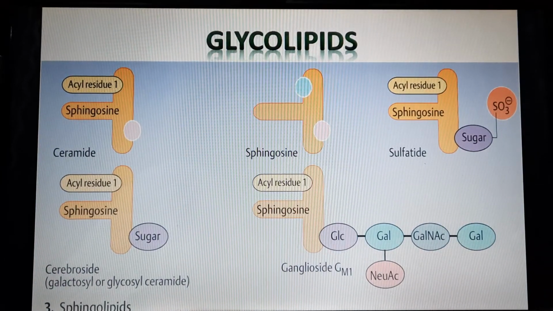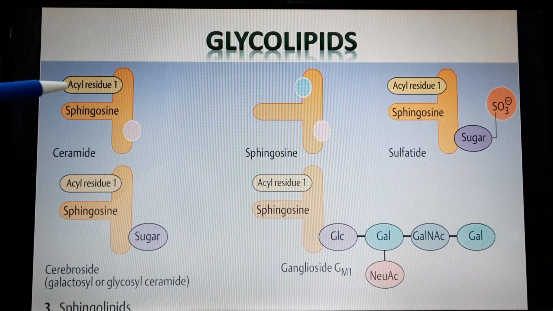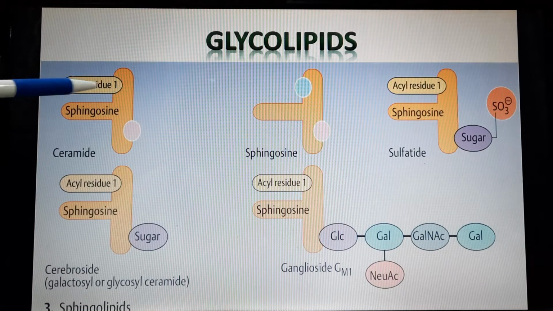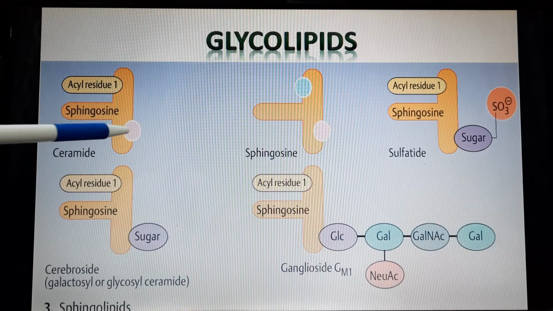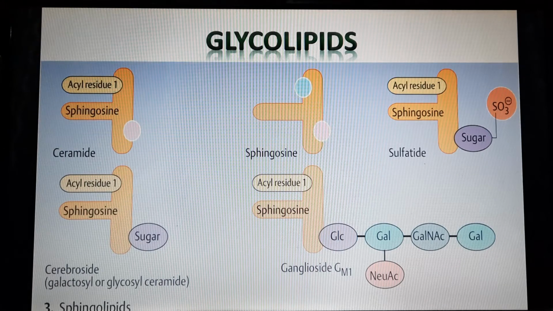So here you can see the structure of the different types of glycolipids. Ceramides, in which the backbone is of sphingosine, to which an acyl residue or fatty acyl group is esterified, and here this circle, which is slightly pink, shows the attachment of the carbohydrate. Now in case of glycolipids, the usually present carbohydrate is galactose, but glucose may also be present, but the major one is galactose.